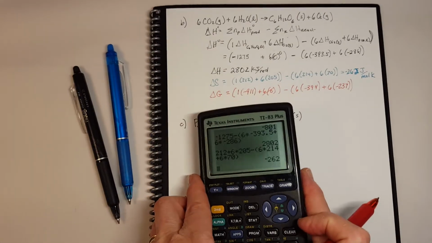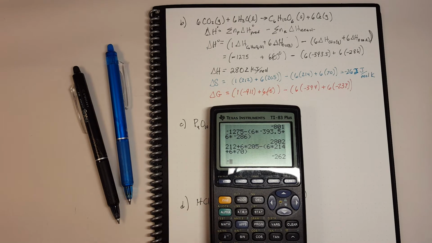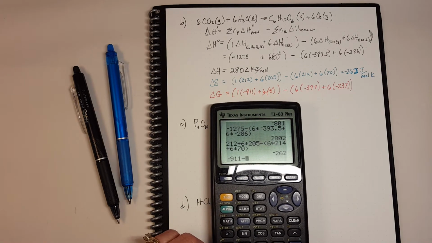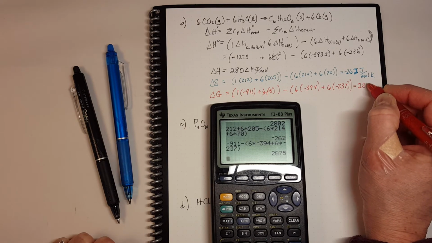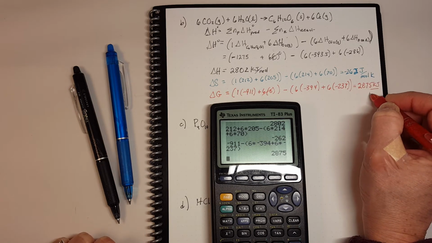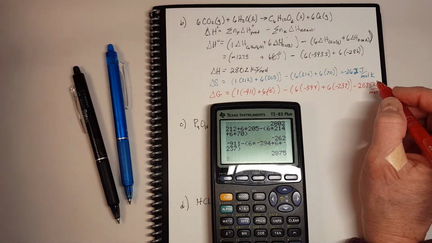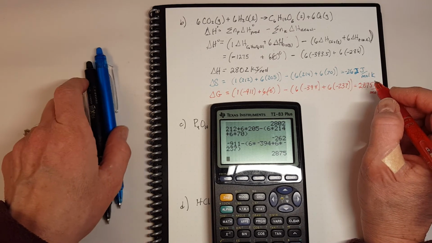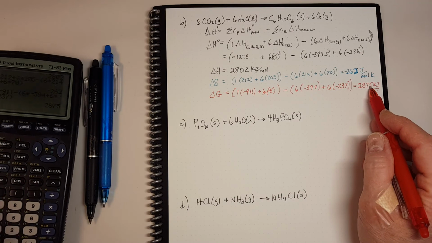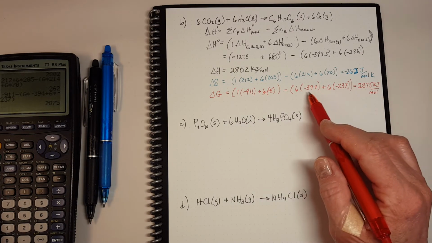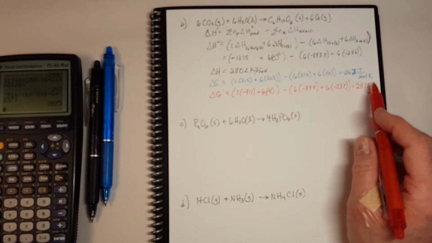And again, we plug those into the calculator, and we get negative 911, minus, in parentheses, 6 times negative 394 plus 6 times negative 237, and we get that this equals the delta G 2875 kilojoules per mole. Okay, next one. Your answer key says 2880 because of the sig figs here. So we can only keep 3 sig figs. I'm just going to leave it as that.